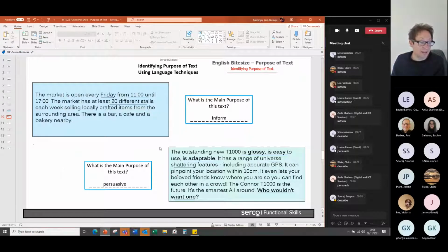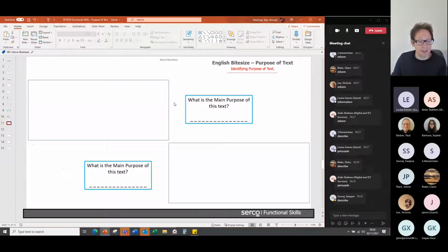And like I said, these things do overlap. This is quite descriptive, but primarily it wants you to buy this product. So even though it's descriptive, the primary purpose is the fact that it's persuasive. Like I said, that is a very difficult one. So yeah, no worries if you didn't quite get that right. We're just going to do 2 more and then we're going to finish.